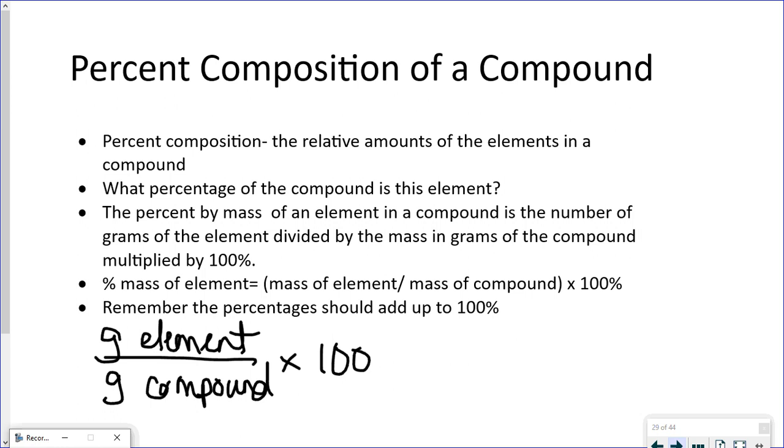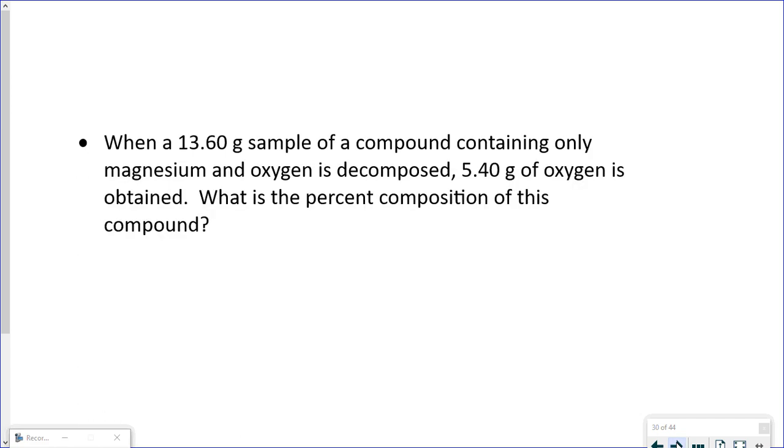Let's look at one way that we're going to see these problems. So you may be given a problem, and it says when you have a 13.60 gram sample of a compound that contains only magnesium and oxygen that's decomposed, 5.40 grams of oxygen is obtained, and it wants to know the percent composition of this compound. So yet again, it noted percent composition of the compound, so you will have to do every element in that compound. And here you were given the compound's mass, and then given the mass of one of the elements that was collected after it was decomposed.